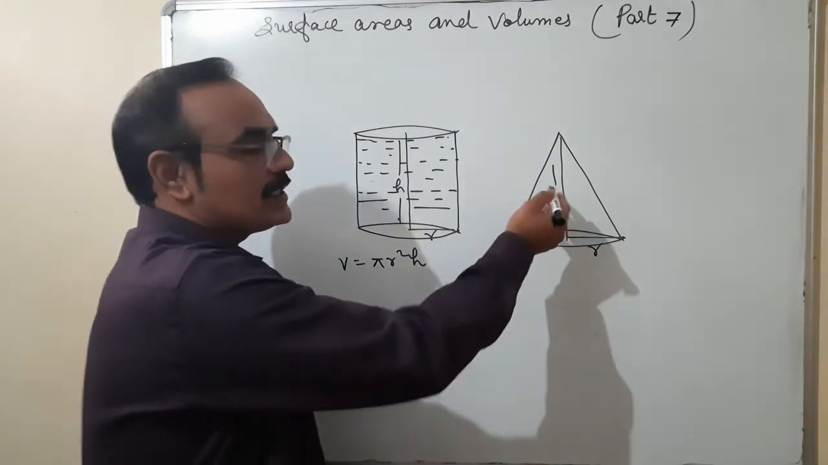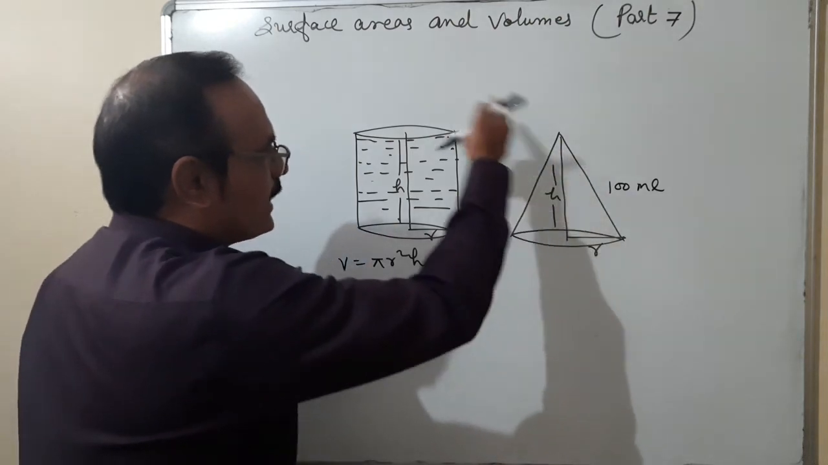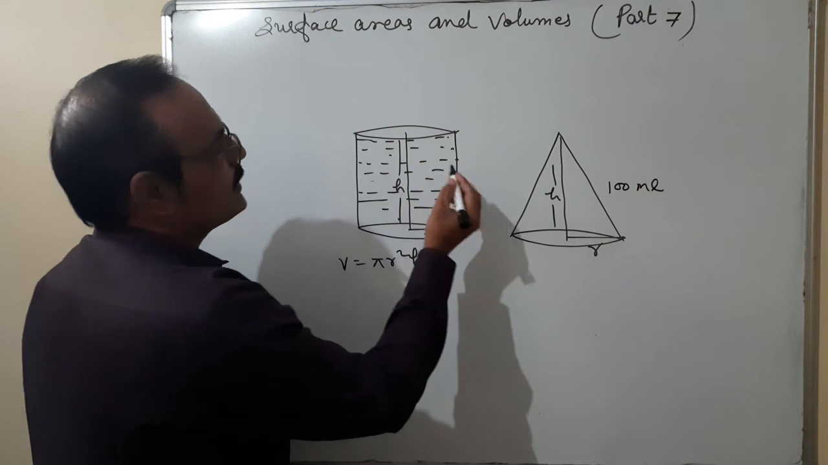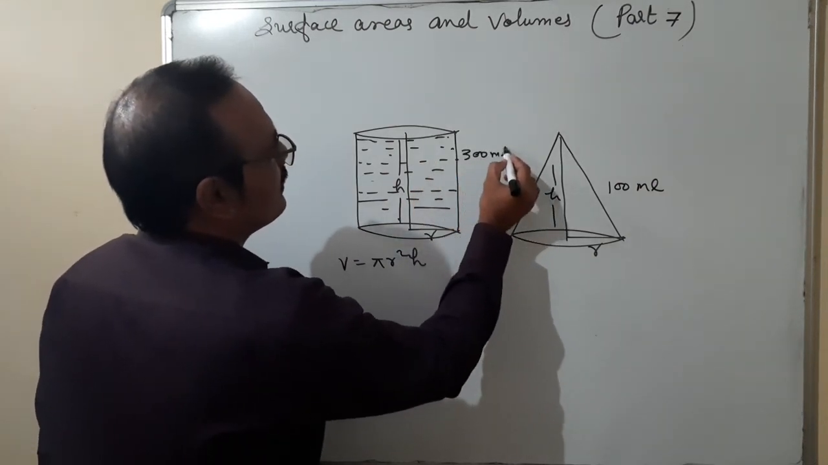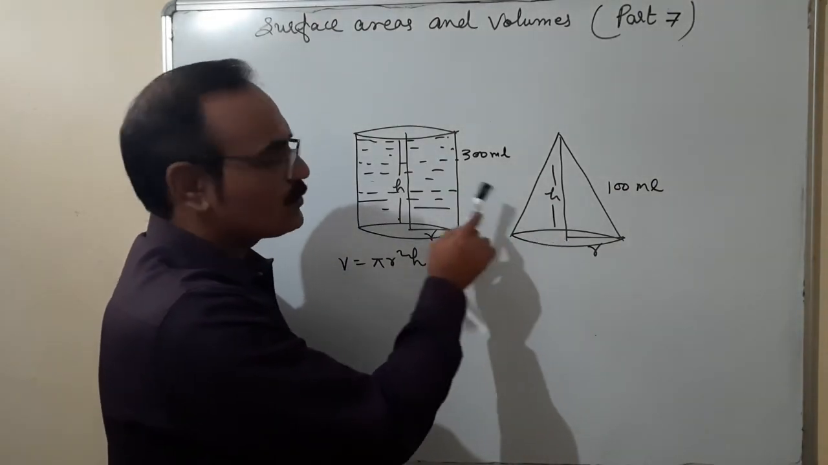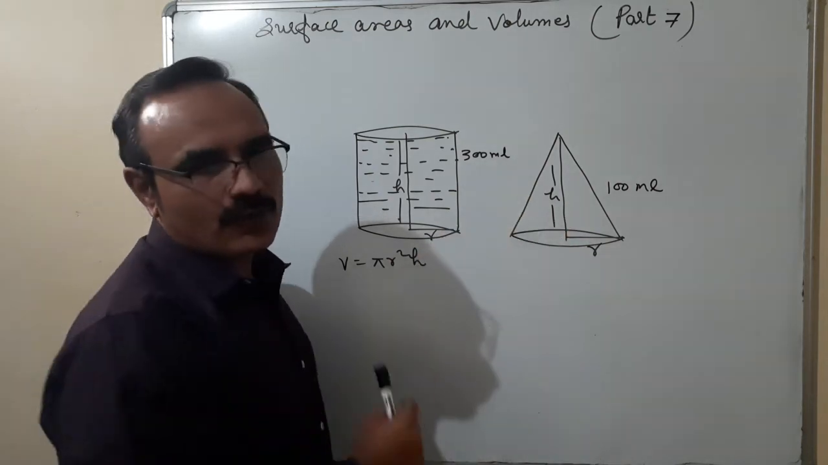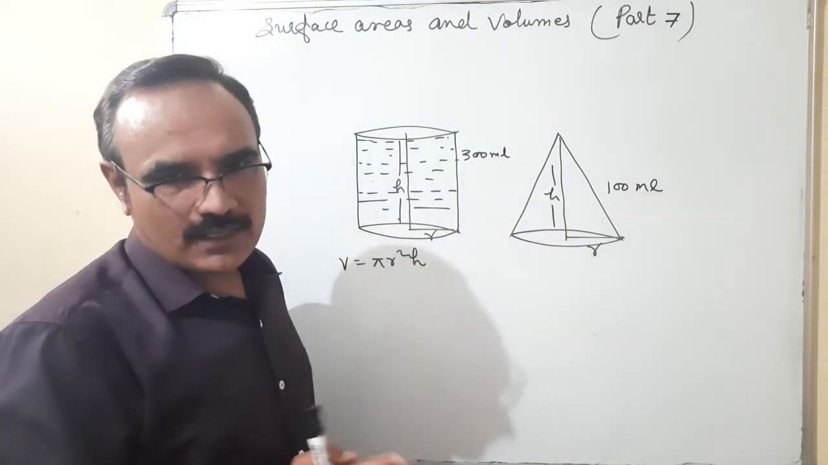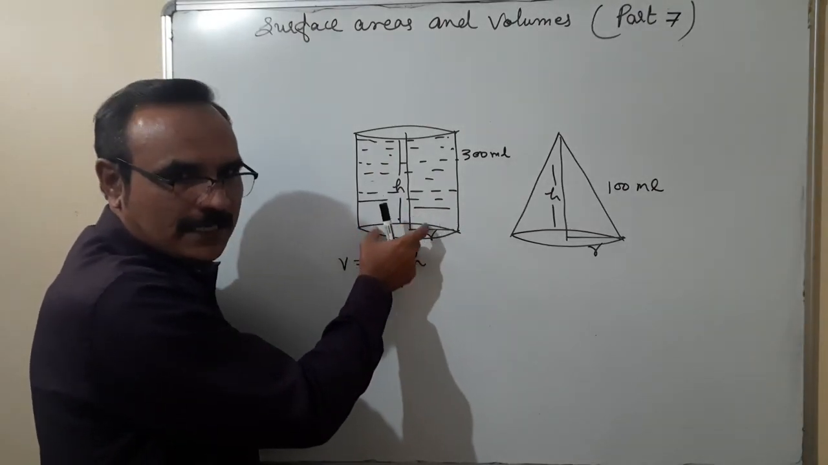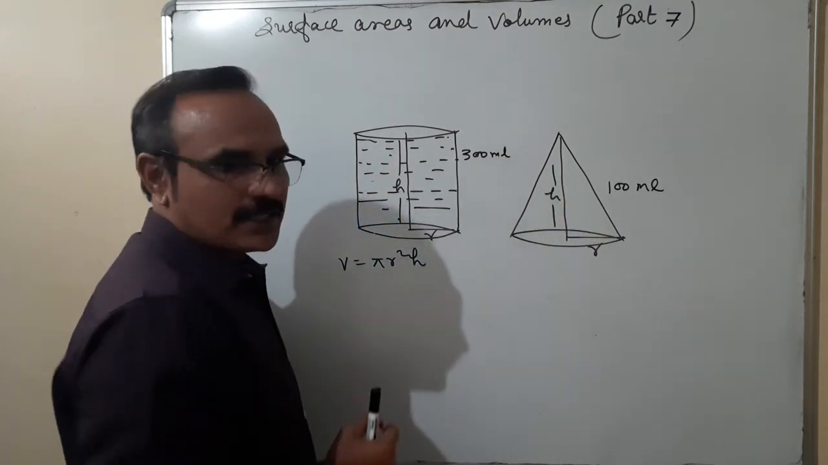For example, suppose its capacity is 100 ml. 100 ml in the first pouring, 100 ml the second time, 100 ml the third time, and it will fill up to the brim. That means the cylinder's capacity is 300 ml. So the conclusion is that the volume of a cone is one third of the volume of a cylinder if the base radius is the same and the height is the same. Or in other words, the volume of the cylinder is 3 times the volume of the cone. Is it okay? So this is the relation.